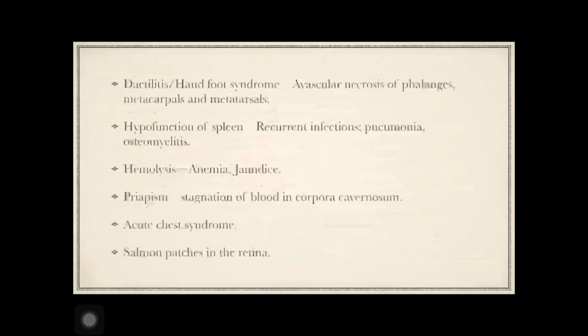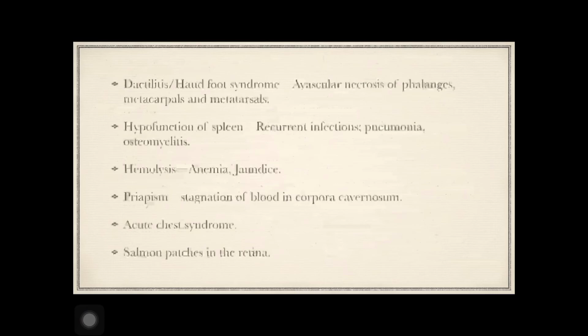Due to hemolysis, there is anemia and jaundice. Also, due to hypofunction of the spleen, there are recurrent infections like pneumonia and osteomyelitis. These are caused by salmonella, streptococcus pneumoniae and a few other organisms. Also, there is stagnation of blood in the corpora cavernosa, which will lead to priapism. There is acute chest syndrome, that is acute pain, fever, chest pain, leukocytosis, and also pulmonary infiltrates.